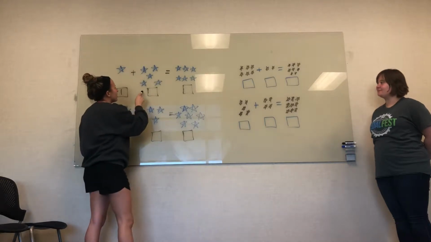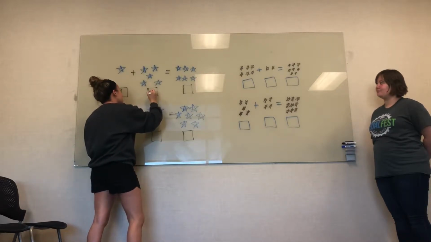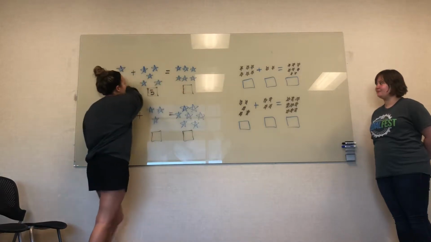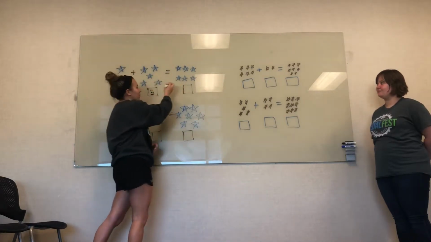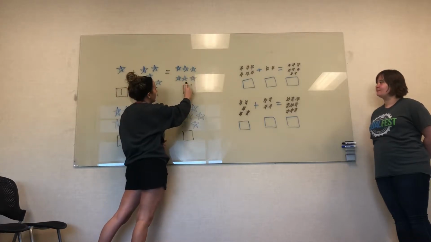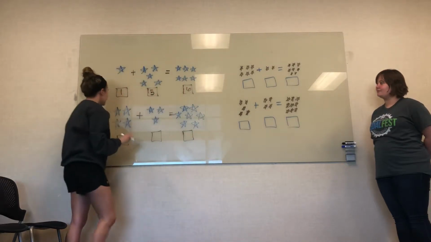Then after that, we have 1, 2, 3, 4, 5. So we would write 5 in the box. And to add them all together, we just count all the stars that are in this little problem together. So we'd have 1, 2, 3, 4, 5, 6. And you see that 1 plus 5 equals 6.